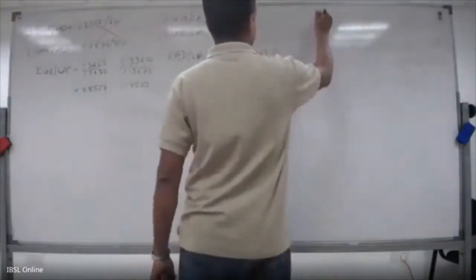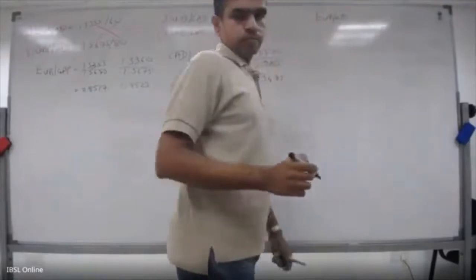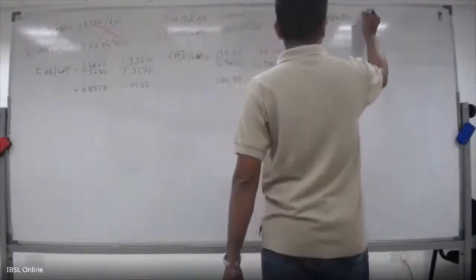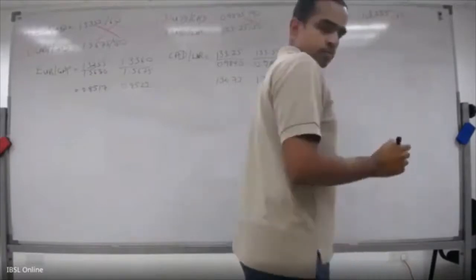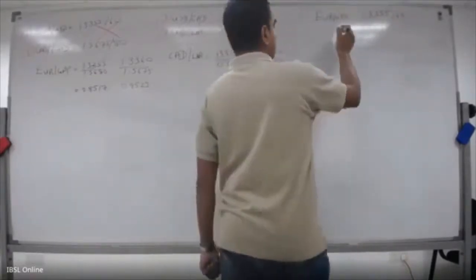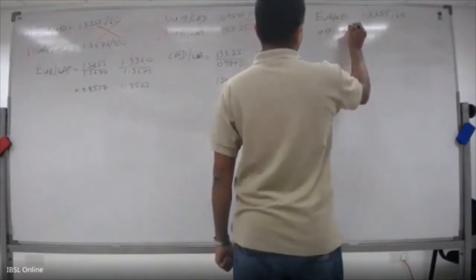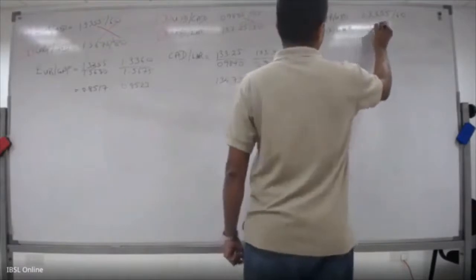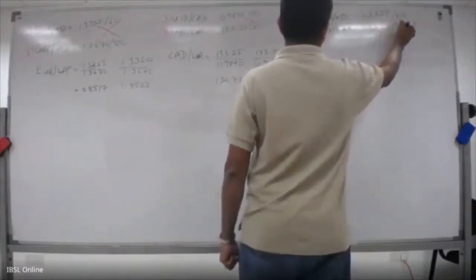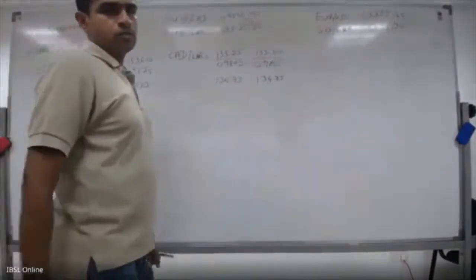Then we have euro dollar 133.5560. Dollar rupee 133.2530. Question is, what is euro rupee?